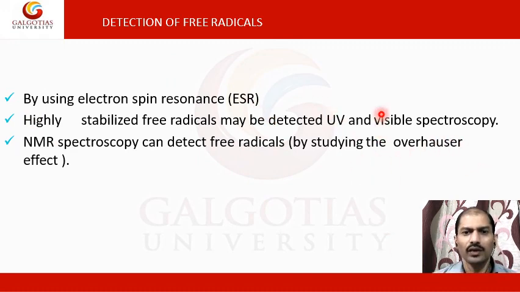Free radicals can also be easily detected by ESR. They can also be detected by UV-visible spectroscopy, and there are a number of other techniques. NMR spectroscopy can detect free radicals by studying the Overhauser effect. These are some of the important techniques which are very useful to detect free radical species. So free radicals can be easily detected by these methods.